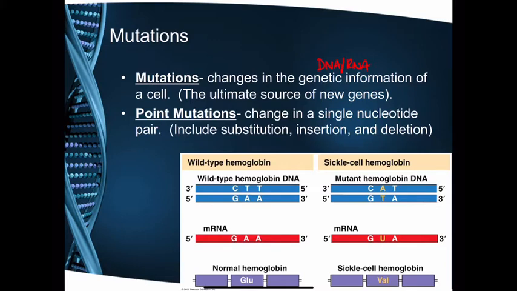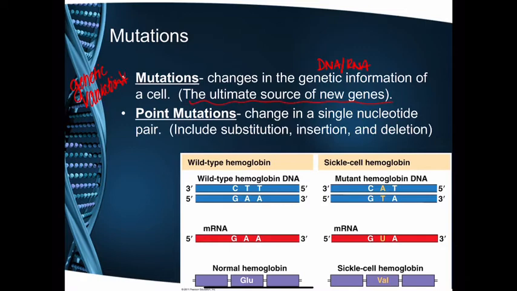Mutations can happen in DNA replication. They can happen in transcription. Less likely to happen in translation, more likely to happen in replication or transcription. But mutations are actually important because they are the ultimate source of new genes. Mutations give us genetic variation. And in a few weeks, we will get into our evolution unit, and you will see that genetic variation is what drives evolution. It's how we get new species. And so mutations are an important part of that.